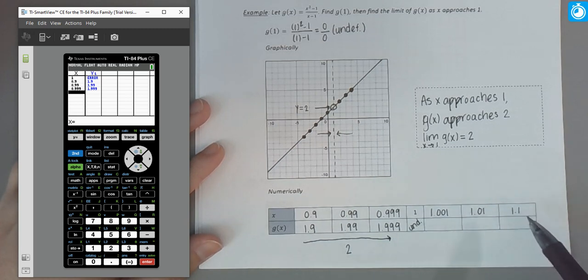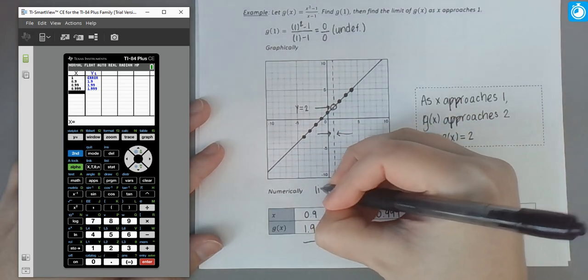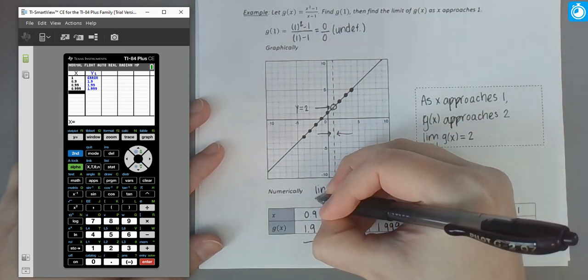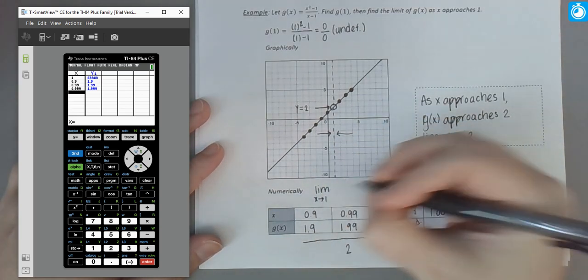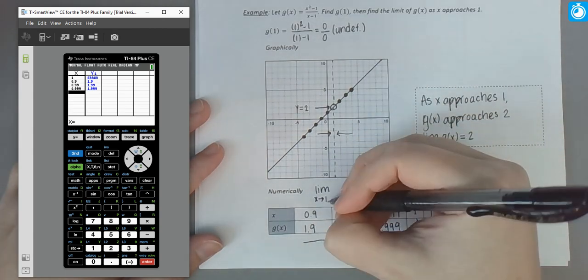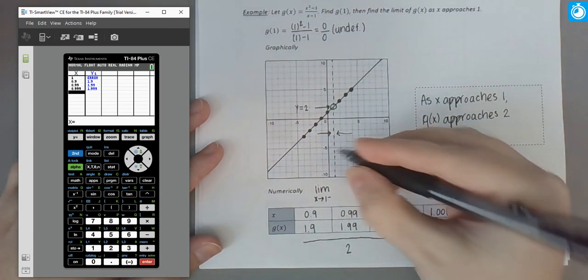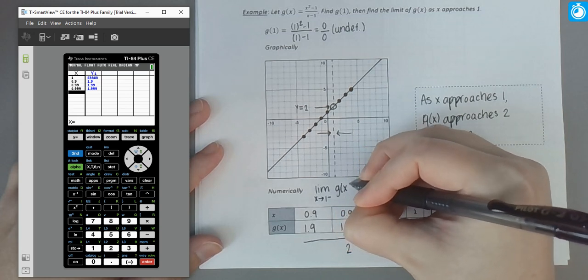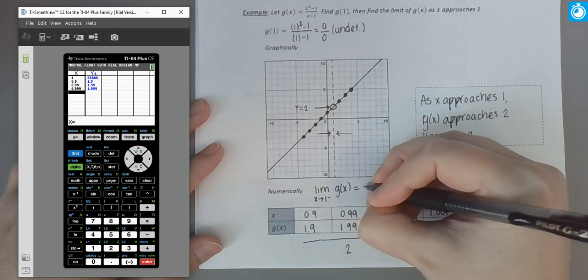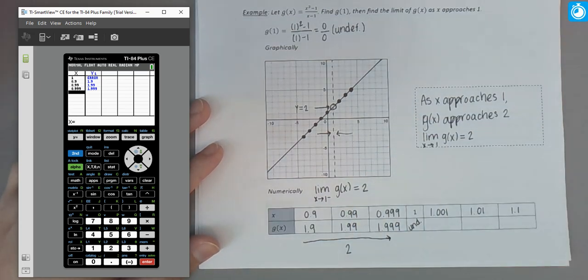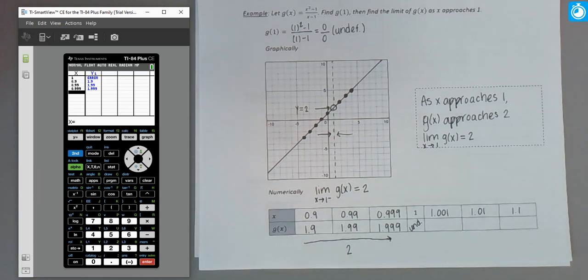Now we also need to analyze what's happening on the other side. So here we would say that the left-handed limit, if we want to write a notation for this, we could say the limit as x approaches 1, but specifically from the left-hand side, so from the negative side, for this function g of x is 2. So the left-handed limit for this function as we approach x equals 1 takes on a value of 2.